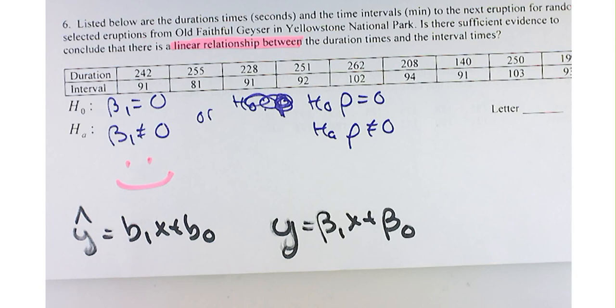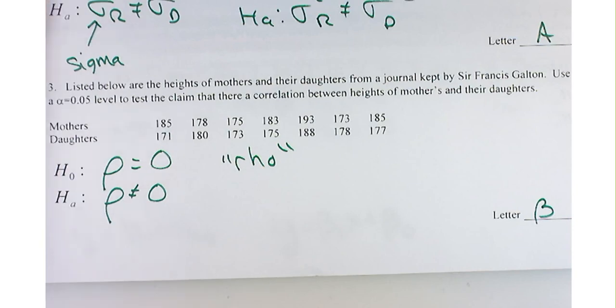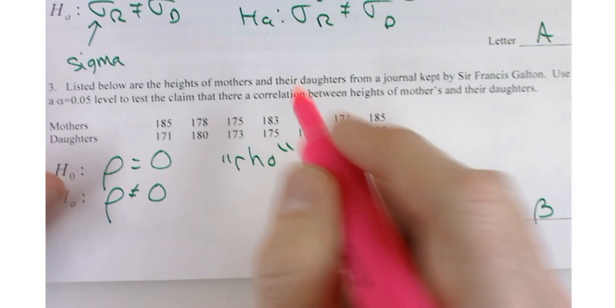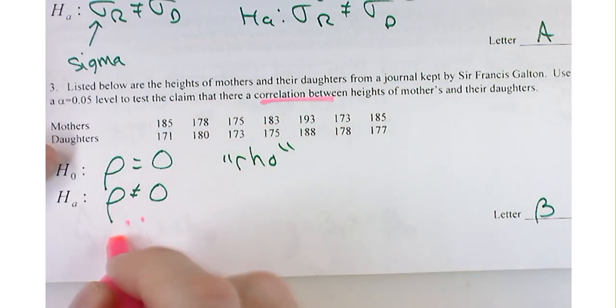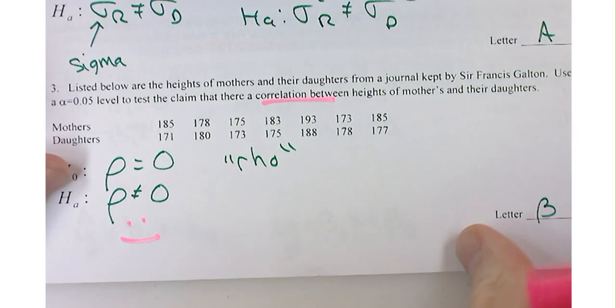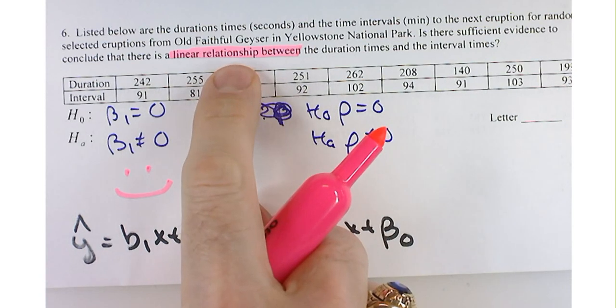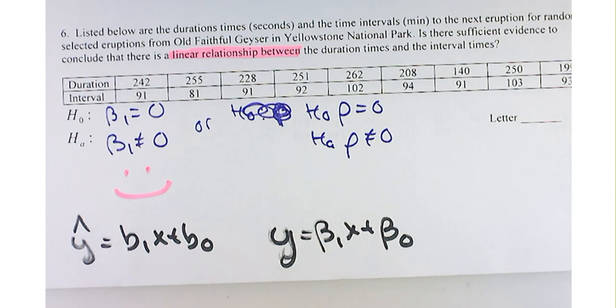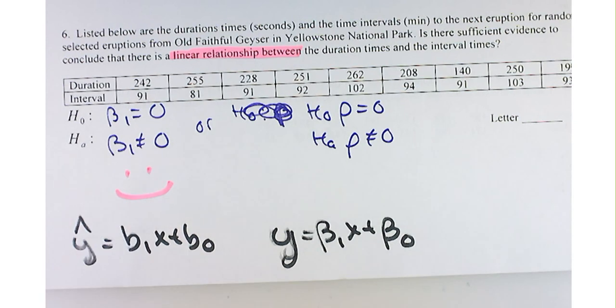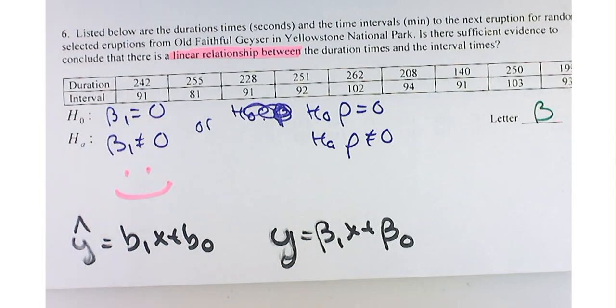But that said, I kind of like rho here because here I was looking for a correlation, and that's what this is. This is a correlation. Whereas over here, I wanted a linear relationship. That's more of this line. So kind of leaning this way is the preferred way. That would go along with letter B again. Comments or thoughts on that one?